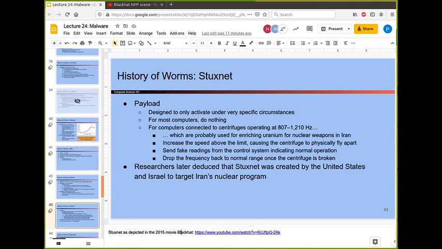So for your entertainment, if you want to watch something, you can do that. Although I don't think the movie was very well received, so watch the whole movie at your own risk, but the first scene is actually just Stuxnet, so that's cool.